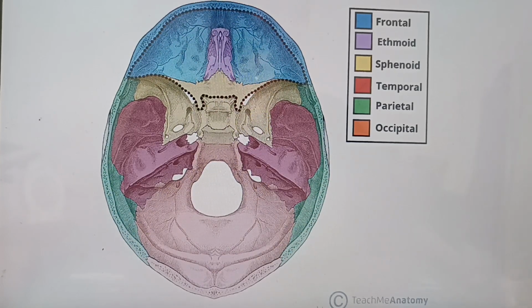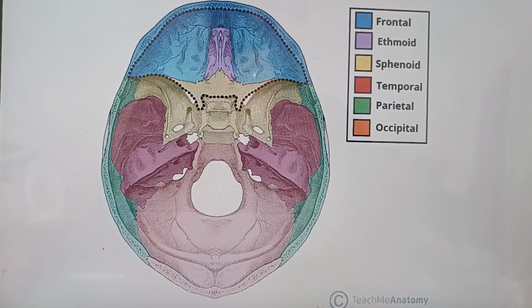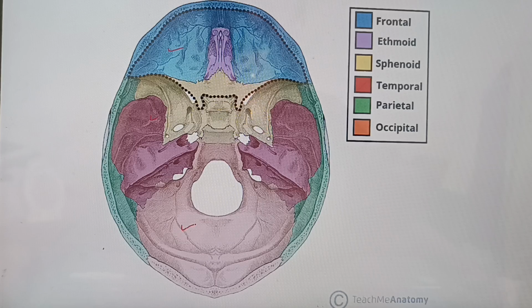When we study the base of the skull or the cranial fossa, we know the cranial fossa is divided into an anterior, a middle, and a posterior cranial fossa. To make the study of this cranial fossa easy, first you have to master the bone called the sphenoid.